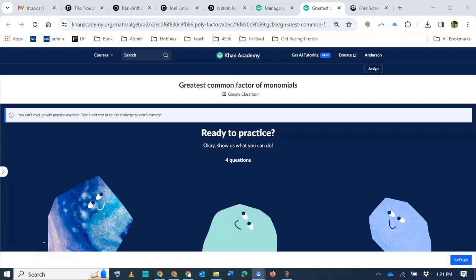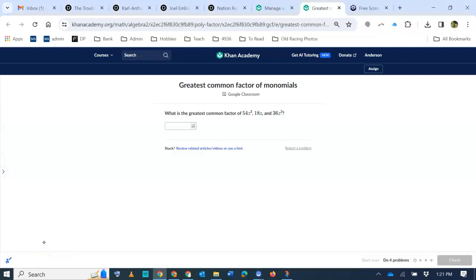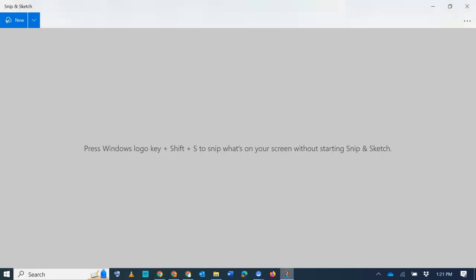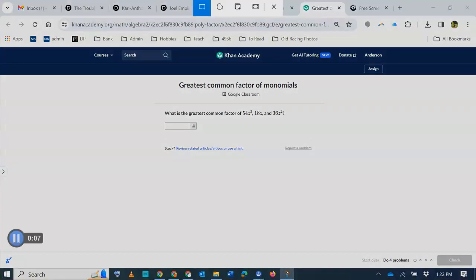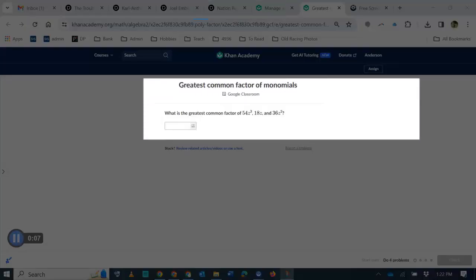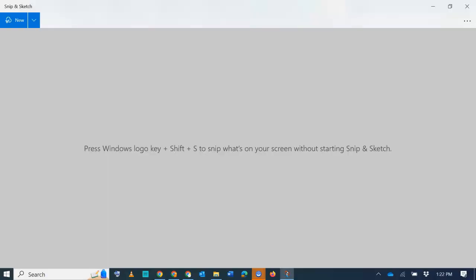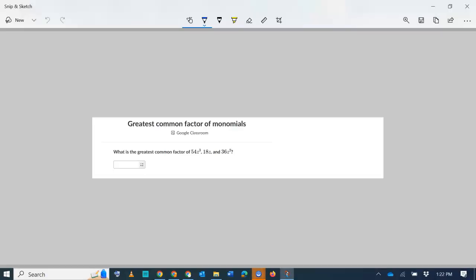All right, greatest common factor of monomials. Okay, before I get started, I want to break down the word greatest common factor. So we have this term right here. We already know what a monomial is. It's just a single term. These are all monomials.